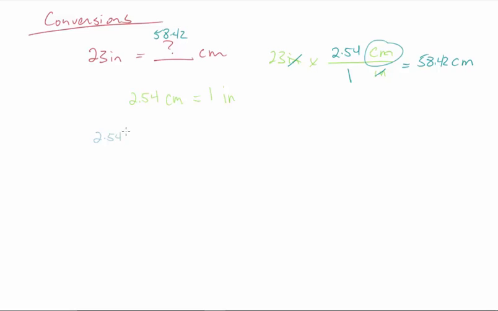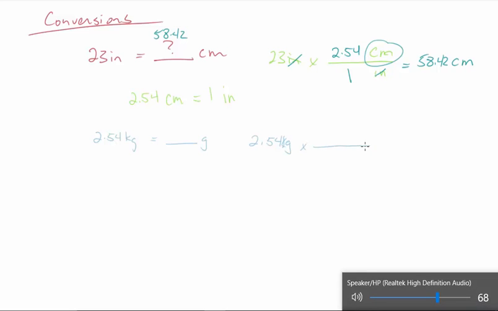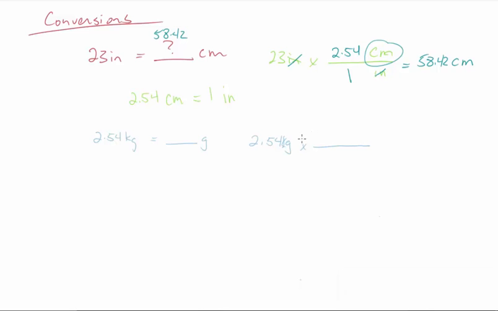So 2.54 kilograms. I want to know how many grams that's actually equal to. So again, I'm going to start with the number I'm trying to convert. So 2.54, and that was kilograms, wasn't it? And then I'm going to multiply it by a conversion factor here. So again, I'm trying to get rid of kilograms, so I'm going to put that diagonally, and I want it to go to grams. Well, can I relate those two? The answer is yes, right?